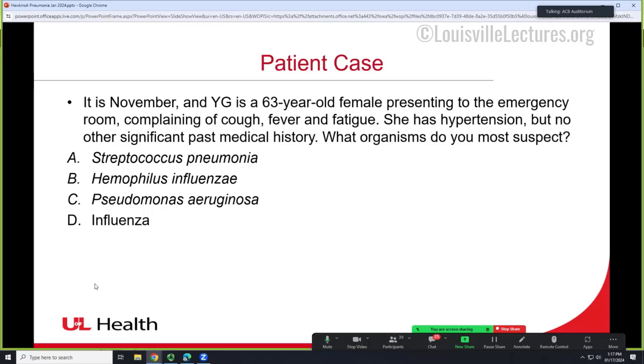A 63-year-old female presents to the emergency room. She's got cough, fever, fatigue. Other than hypertension, she really has no other past medical history. What organisms are you suspecting for her community-acquired pneumonia? You just shout them out.